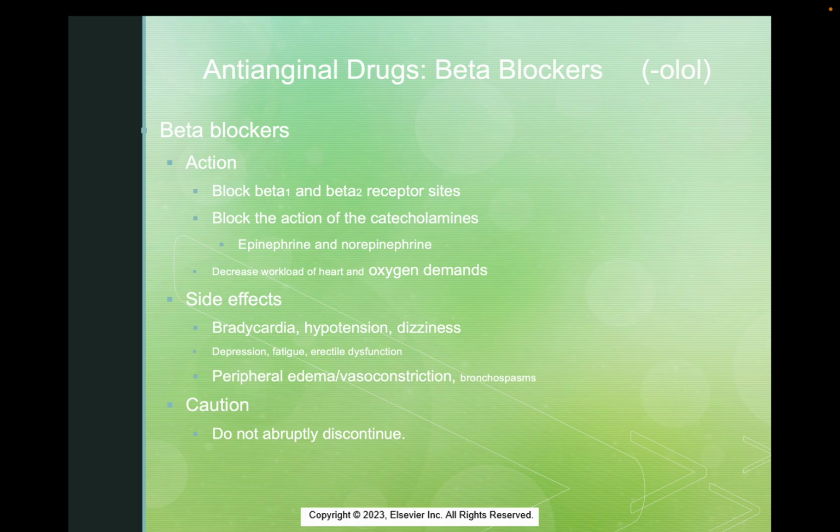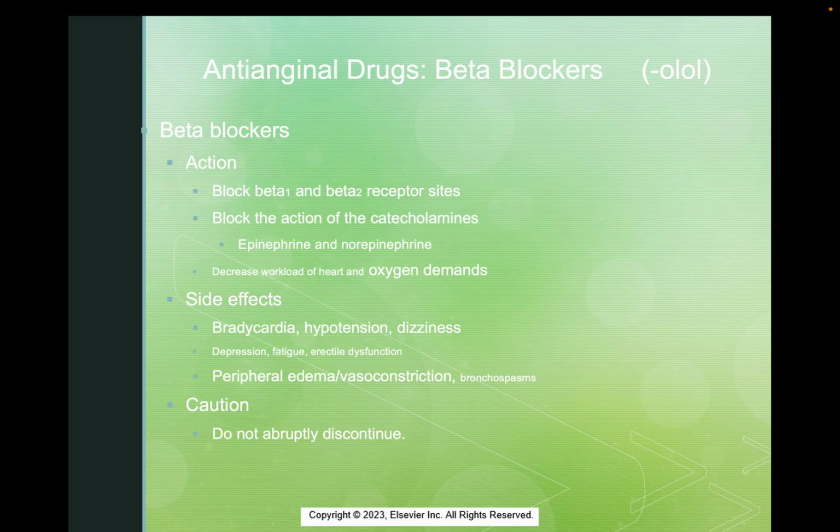So another anti-anginal drug is a beta blocker. All of your beta blockers are going to end in LOL, okay? The OLOLs. This is where we get into that beta alpha receptor business. Beta blockers block beta 1 and beta 2 receptor sites. When we talk about beta 1 and beta 2, that's your heart and your lungs, okay? Beta 1 is the heart, beta 2 is the lungs. They block the action of the catecholamines, which is epinephrine and norepinephrine.